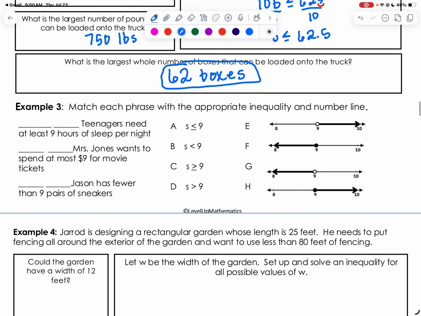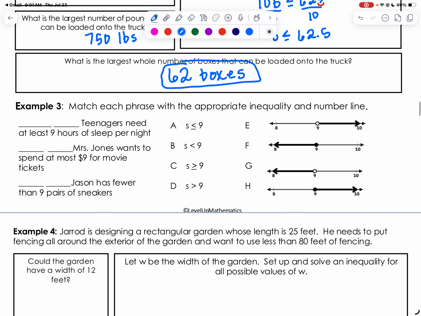In example 3, it says match each phrase with the appropriate inequality and number line. So in the first phrase, it says teenagers need at least 9 hours of sleep. And for at least, we use greater than or equal to. So look at your inequalities, and there's only one that has S is greater than or equal to 9. So the inequality would be C.